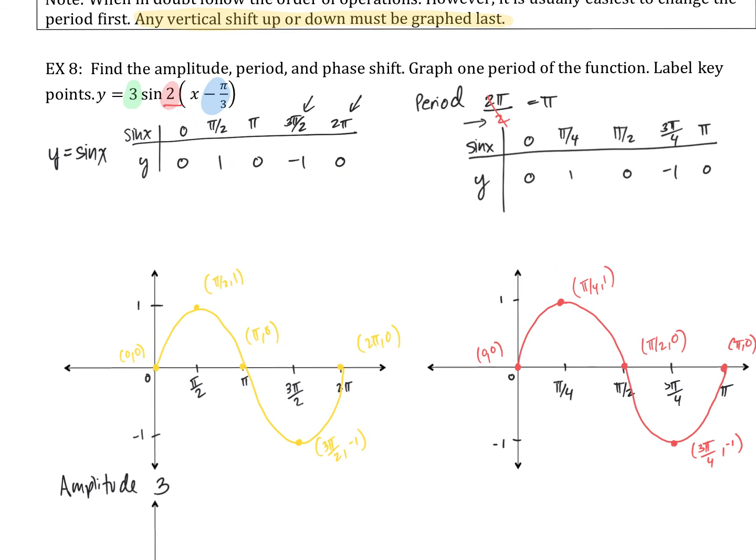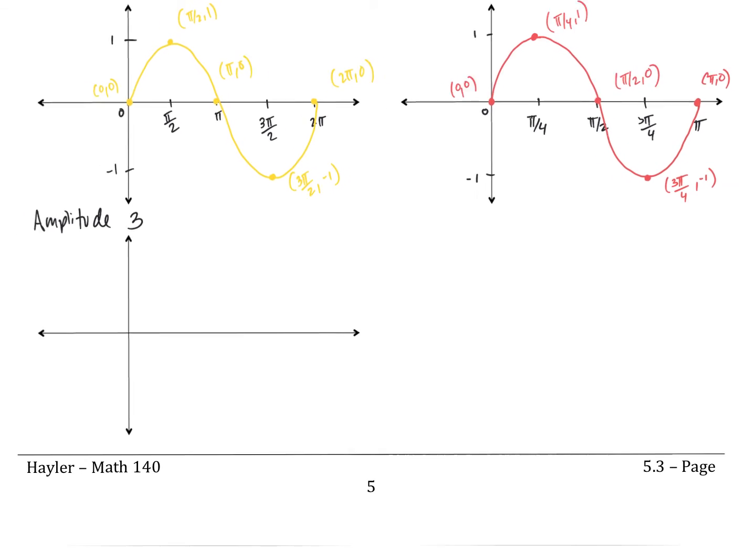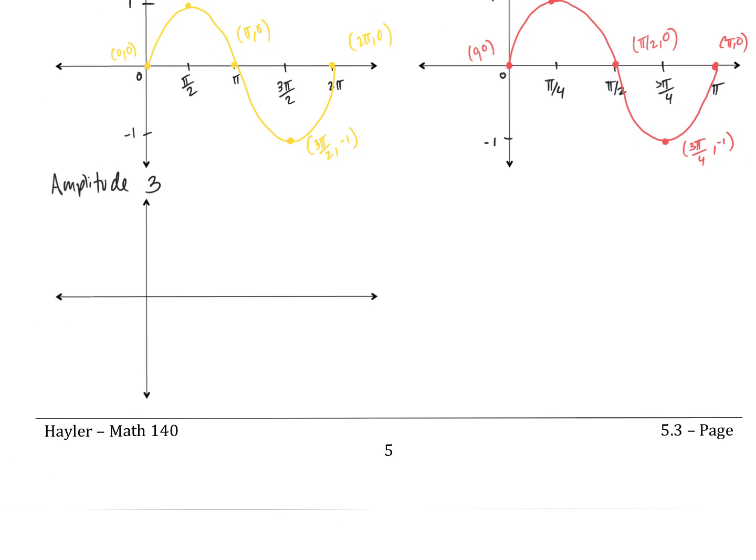So the amplitude of 3, what is that going to do? Well, that is going to be changing our y values. So we're going to multiply our y values by 3. Let me go ahead and write that down. So we have our sine of x, then our y values. Let me go ahead and copy them down.